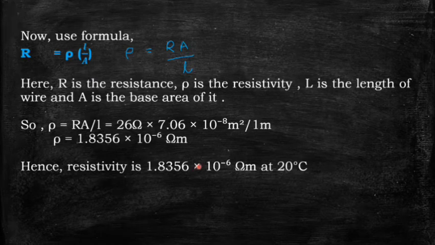So the resistivity is 1.84 into 10 to the power of minus 6 ohm meter at 20 degrees Celsius. You can open the chart, that's what we discussed earlier. The resistivity is there in your textbook. You just compare, which is around 1.835 into 10 to the power of minus 6 ohm. Then you will get which metal it is.